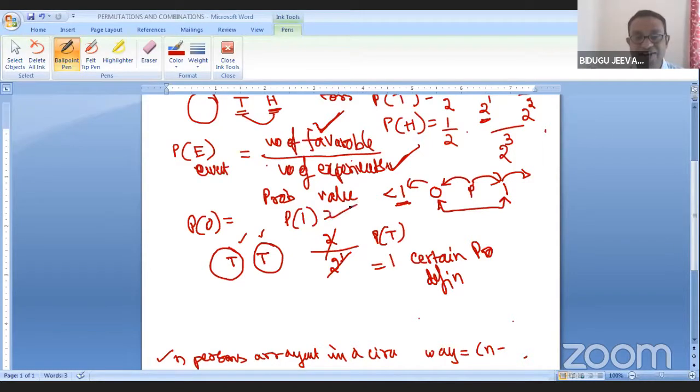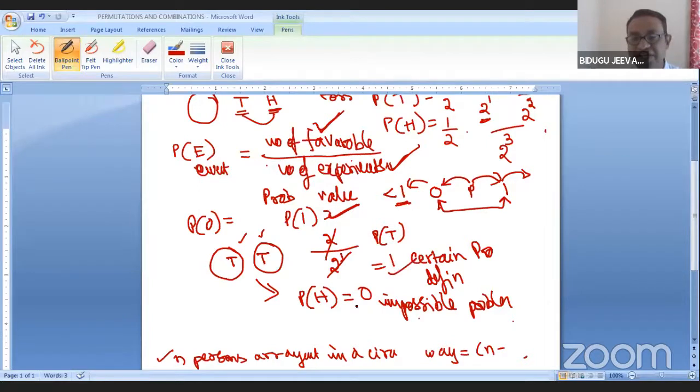So you'll get 1. Suppose in the same question, what is the probability of head? 0. Why? Because if you toss any number of times, you don't get head. This is called impossible probability. So these two cases are very rare, right? Remember this one. So I completed what is probability, the definition of probability.